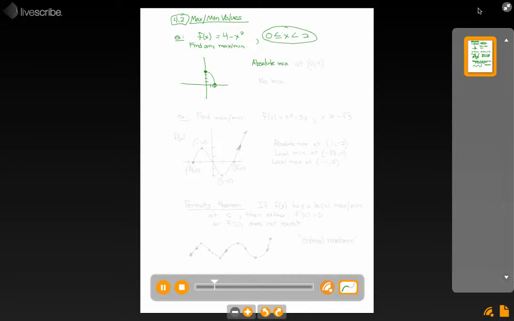So looking at that picture, we can see that there's an absolute max, which is also a local max, of course, but an absolute max at 0, 4. The maximum value of this function is 4. It never goes any higher than that. And even if we drew the whole parabola, that would still be the case.